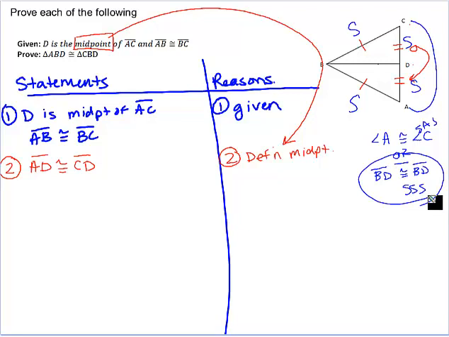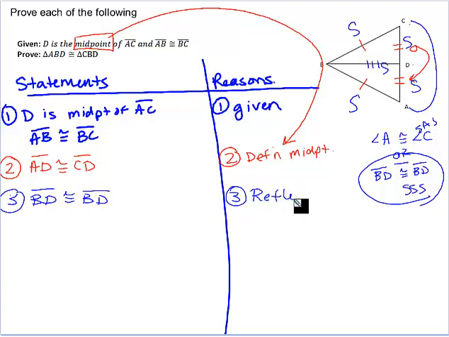The second one's going to be very easy to do because BD should be congruent to itself because it's reflexive. So we'll write that down for the third step here. BD is congruent to BD, and the reason why, it's reflexive. If you don't remember these vocab words, you can always write a description of why. Something like, it should be congruent to itself.